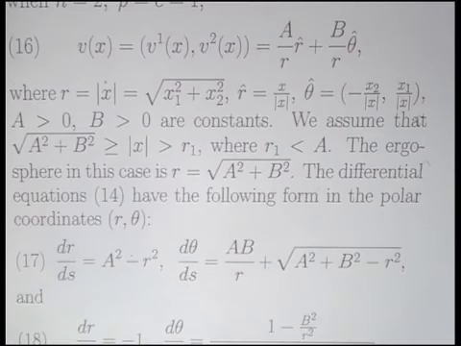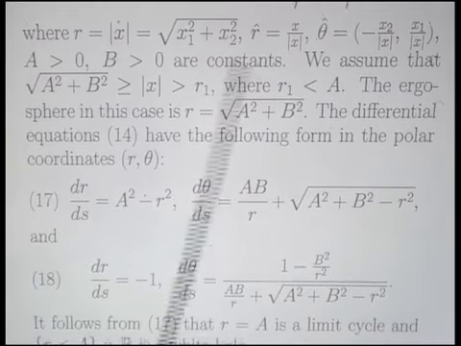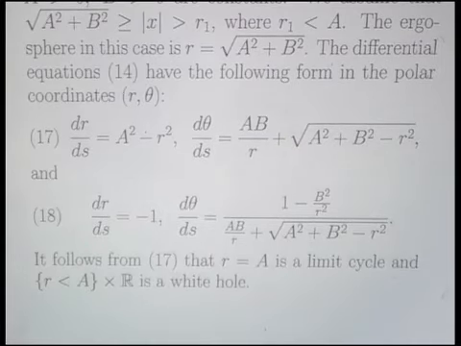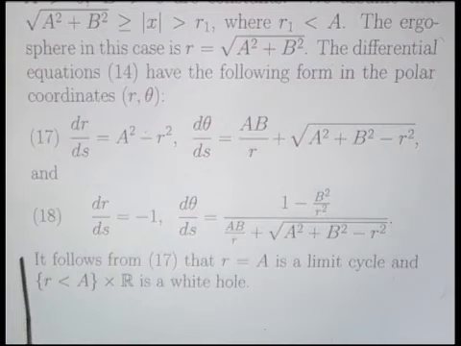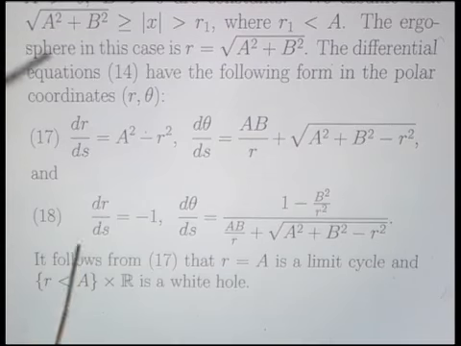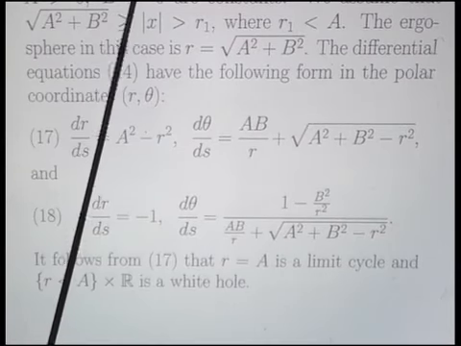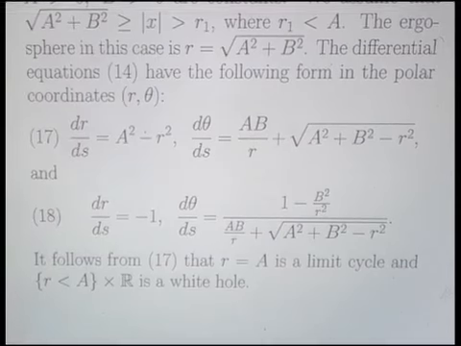So then the ergosphere is this big circle, square root of A squared plus B squared. Now when B is not 0, then it will be not characteristic. Now for this system of differential equations, it is natural to write in polar coordinates. This is one family, this is another family. And for the first family, you see that dr over ds is A squared minus R squared. So R equal to A is a limiting cycle. It will give you a black hole. In this case, it will be a white hole.